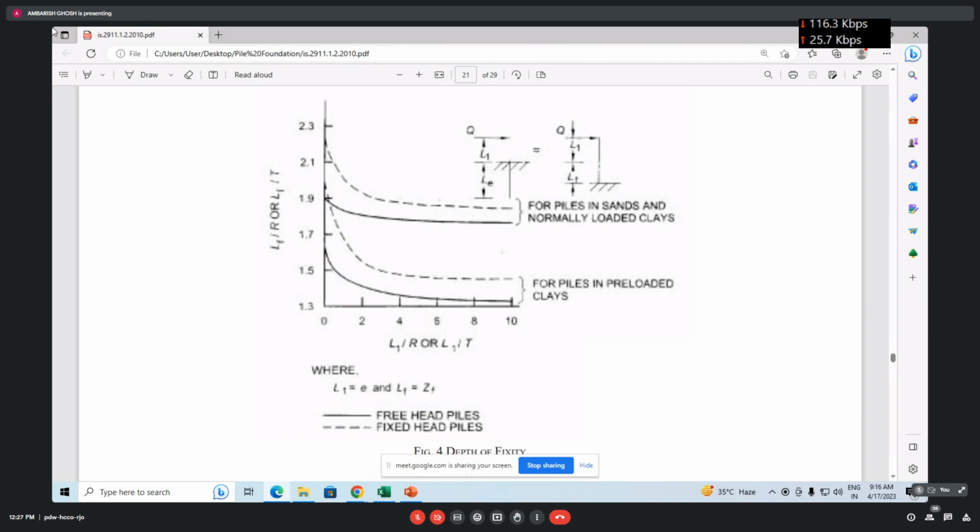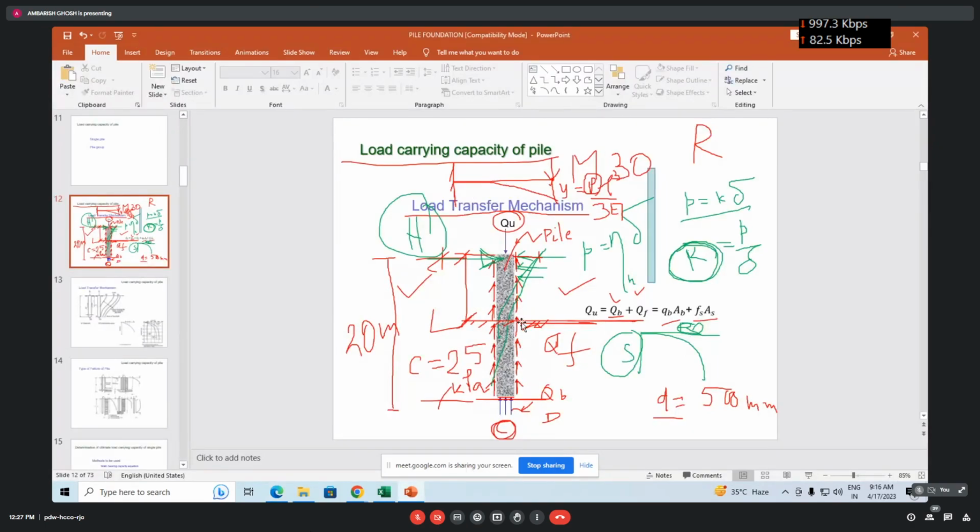So it is very easy to get the depth of fixity. Why are we calculating the depth of fixity? As I have shown you above, it will be considered as a beam and subjected to flexural moment. Now we have to calculate the moment. If it were a cantilever beam, what is the moment?